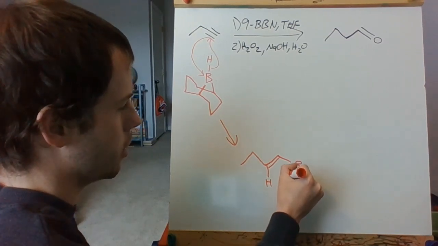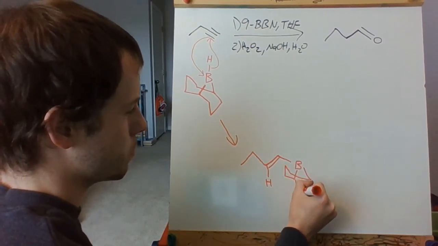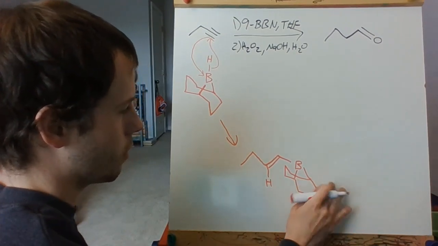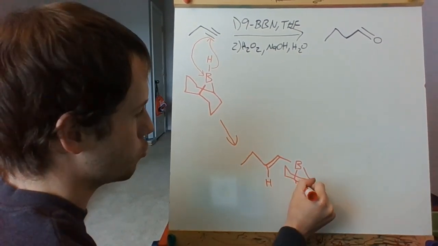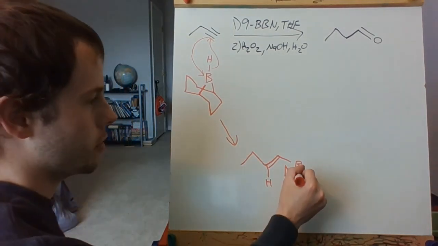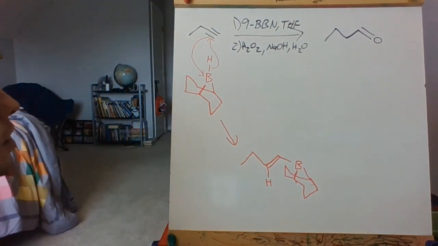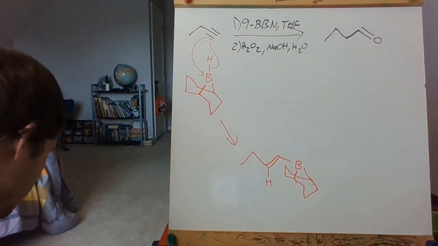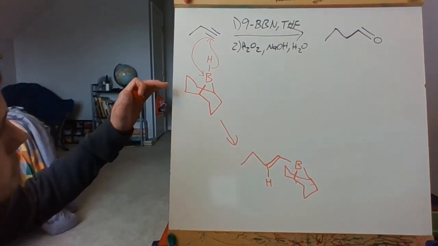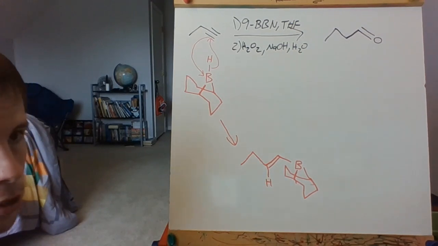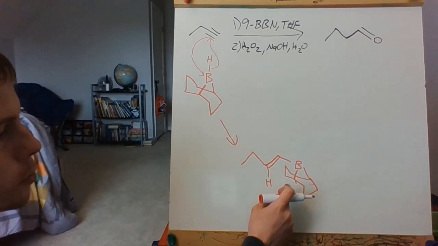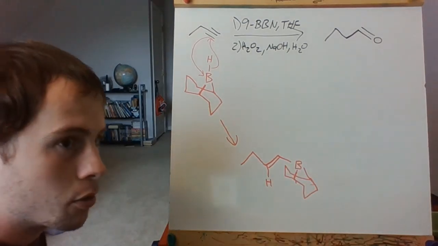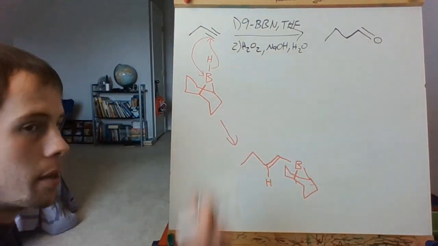There we go, something like that. And our boron has gone from 3 bonds to 3 bonds, so there's no charge on there. And then at this point, since we can't add any more alkyl groups to this boron, it's already a trialkyl borate, we move on to step 2.